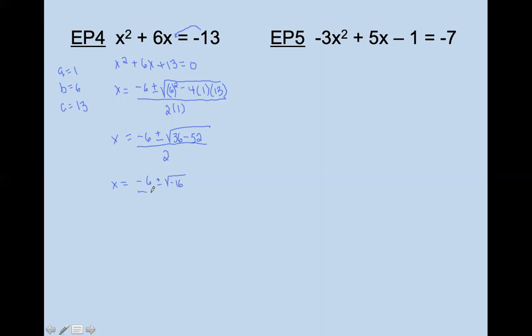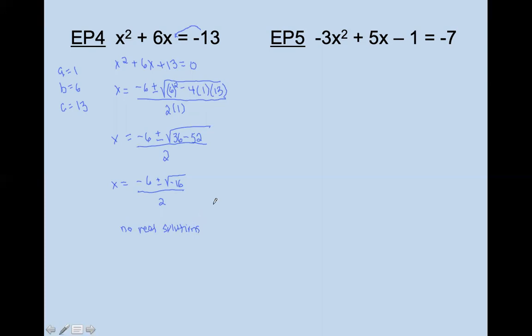Now, can we take the square root of a negative number? Hopefully you remember, we can't have a square root of a negative number. This has no real solutions. Okay, it has imaginary solutions, but no real solutions.